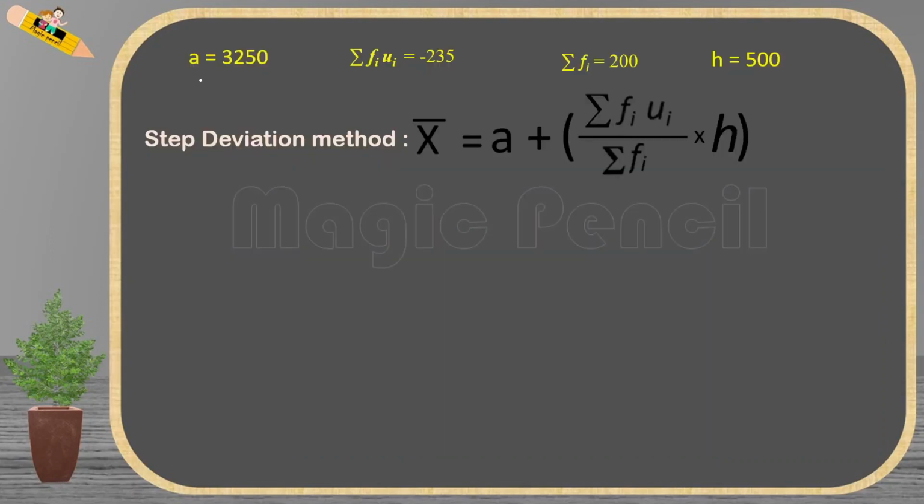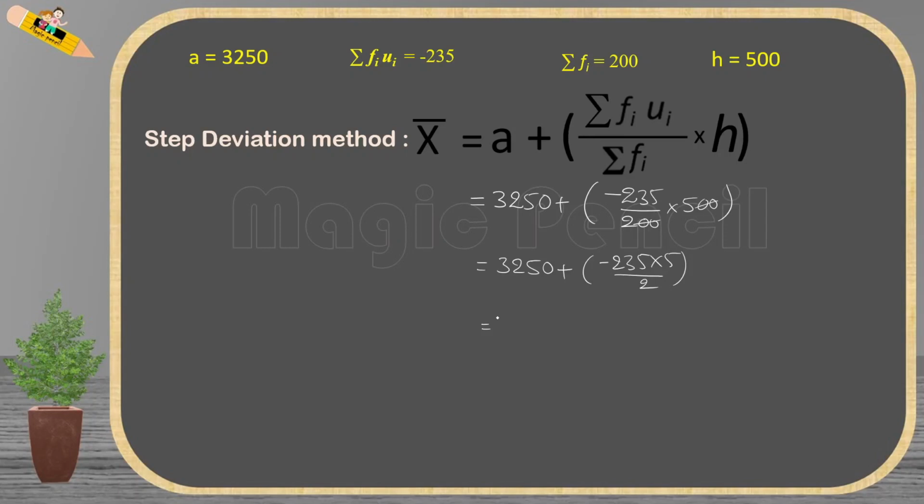Now finally let us substitute the values of a, sigma fi ui, sigma fi and h in the formula. What is the step deviation method formula? To calculate the mean, we substitute the value of a, that is 3250, plus, open the bracket, sigma fi ui, you got minus 235, by 200, into 500. When you cancel these zeros, you will be left with 3250 plus minus 235 into 5 by 2. This is what you will be left with.